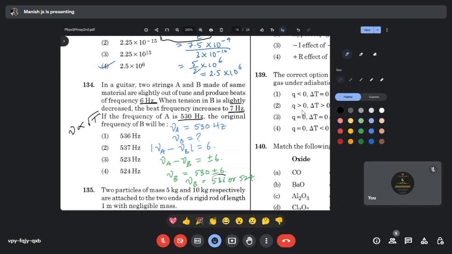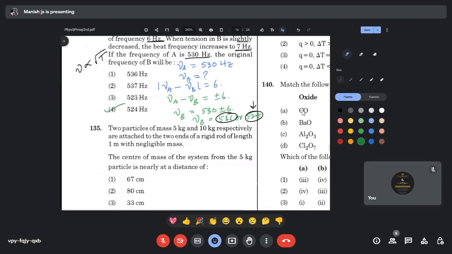So out of 536 and 524, you will have to choose the value which is less and not the one which is higher. Which value is lesser? Option 4, 524 hertz is less. So that is the answer in this case. The higher value you are not going to consider. So the answer is option 4, which is 524 hertz. That's it.